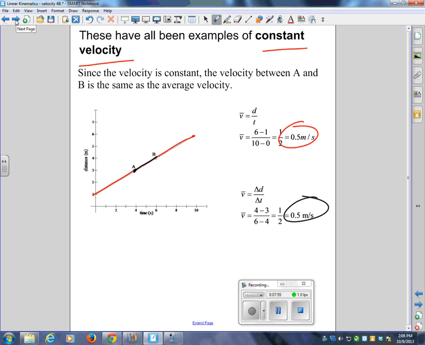The velocity is constant, so that means that the average velocity is the same. In fact, I could pick any 2 points on that graph, and you would always get a slope of what? 0.5. How come? It's a straight line. How come? Constant velocity. All means the same thing.